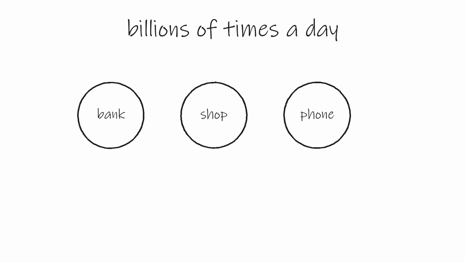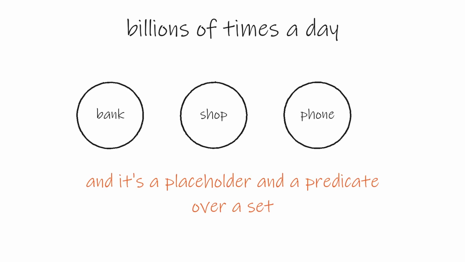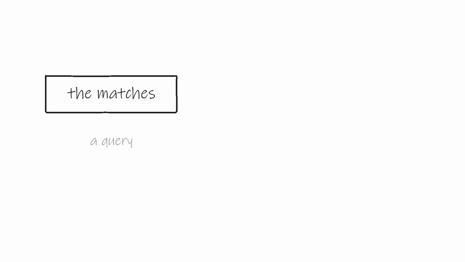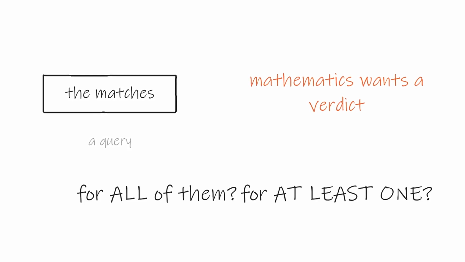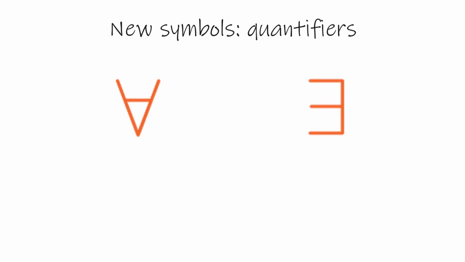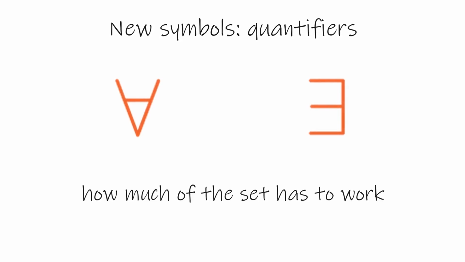It runs billions of times a day, in every bank and shop you use, and it's a placeholder and a predicate over a set. But a query hands you back the matches. Mathematics often wants a verdict instead. Does it hold for all of them, or for at least one? So predicate logic gives you new symbols. Quantifiers. They say how much of the set has to work.